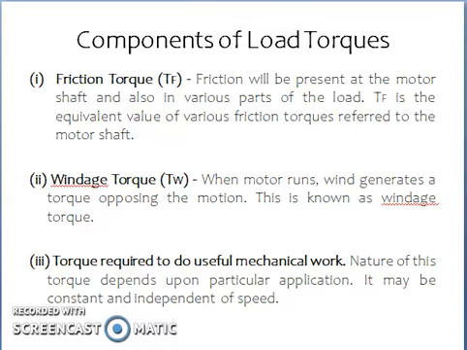First, the friction torque, it is indicated by Tf. As we know, friction is nothing but a force resisting relative motion, and this friction will be present at the motor shaft and also in various parts of the load. Tf is the equivalent value of various friction torques referred to the motor shaft. Second is windage torque, indicated by Tw. Say when the motor runs, the wind generates a torque which opposes the motion.